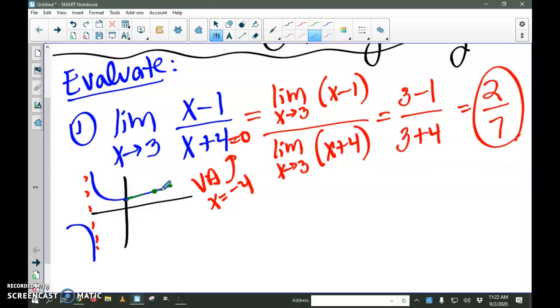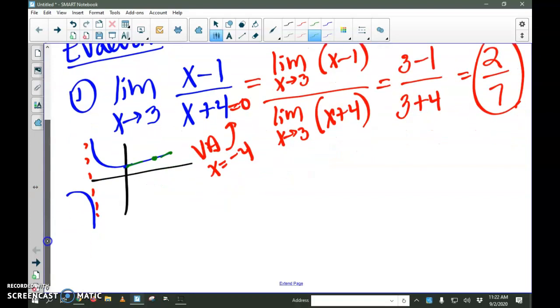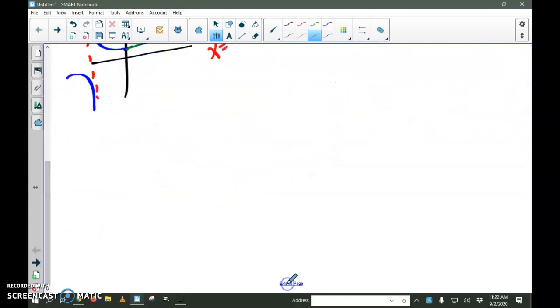Okay? So graphically speaking, I am continuous for that part of the function, and instead of having a graph, I could substitute 3 into my function and get the output. I wish they were all that easy, but they are not. So let's do another example.